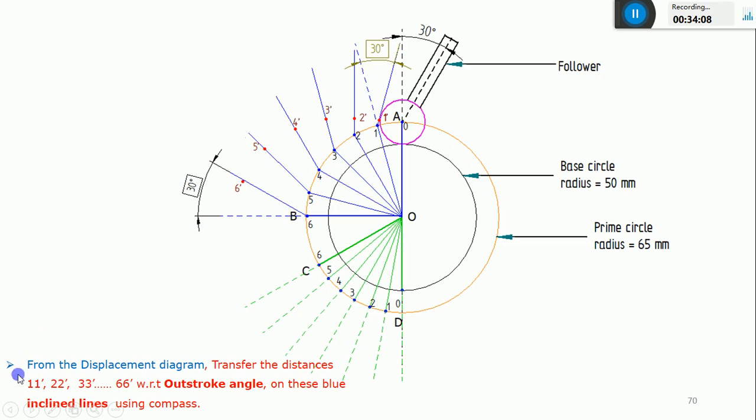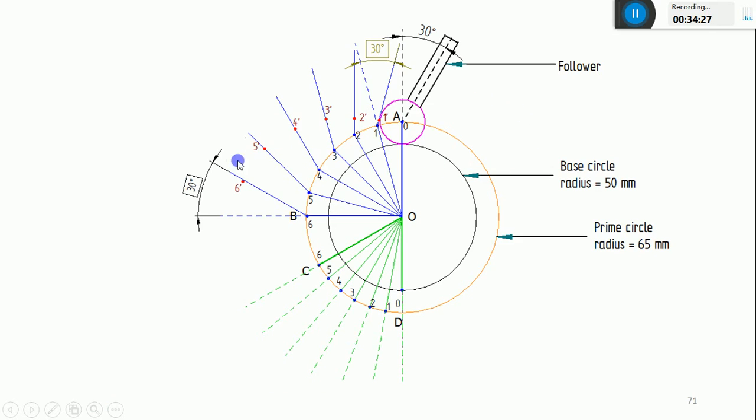So I have given the note. Please read this note. From the displacement diagram, transfer the distances, that is 1 1 dash up to 6 6 dash, with respect to the outstroke angle on these blue color inclined lines. These are radial lines and these are the inclined lines. So after the class, I'll share the notes. Just go through the notes. If any doubts, I'll clarify. In a similar manner, we have to take the arc from the prime circle. This is on the prime circle only. From this point 1, these points are on the prime circle itself, that is 1 2 3 4 5 6. Just cut an arc.